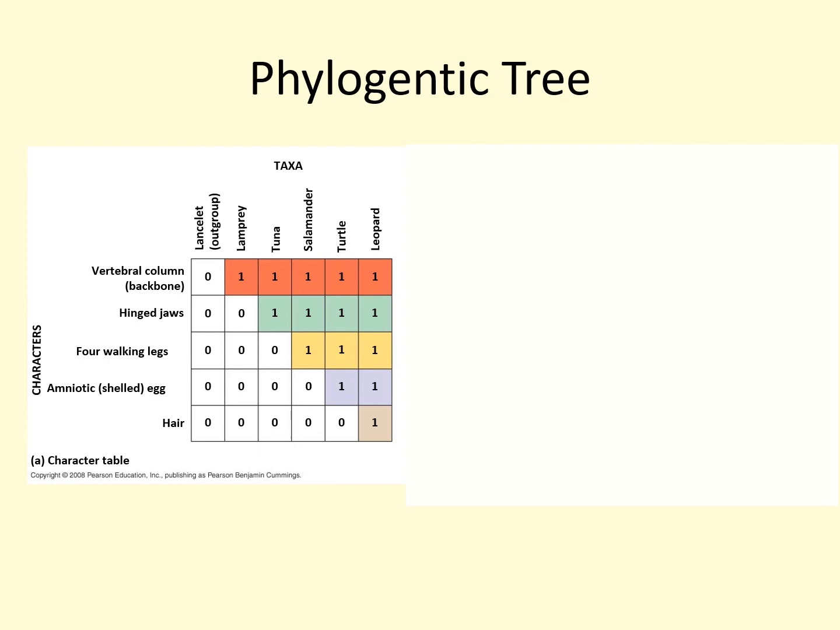What I found the easiest thing to do is find the organism with the most apomorphies. That's going to be the leopard, and I start backwards instead of building it the other way where we had the lancelet, and then the lamprey, the tuna, the salamander, turtle, and the leopard. I like to build it kind of backwards, and so I like to draw it out.